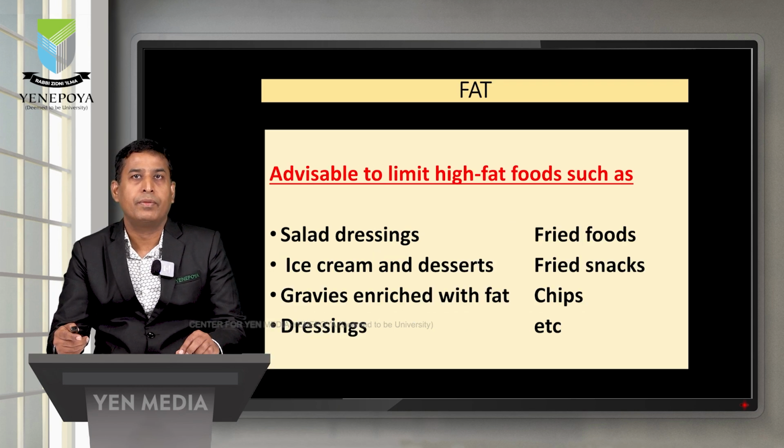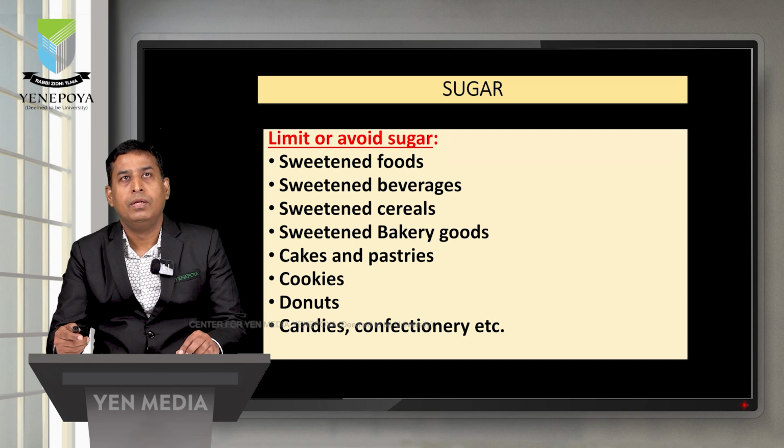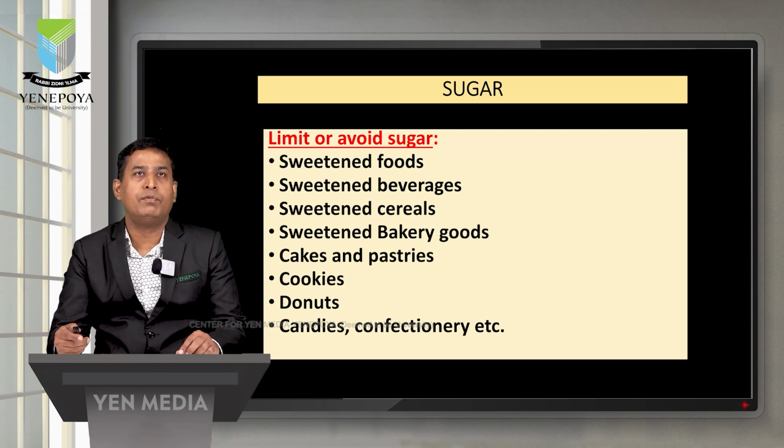Fat intake is also not advised to the patient because that also can contribute to high uric acid. Hence, it is advised to limit the intake of high fatty food like salad dressings, ice creams, desserts, gravies enriched with fat, fried foods, dressings, fried snacks, chips, etc. One should limit the intake of sugar because sugar also contributes to a high level of uric acid in the body. Hence, it is better to limit sweetened foods, sweetened beverages, sweetened cereals, sweetened bakery products, cakes, pastries, cookies, donuts, candies, confectionaries, etc.